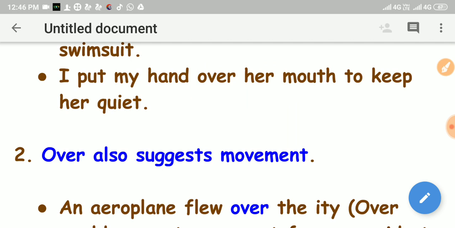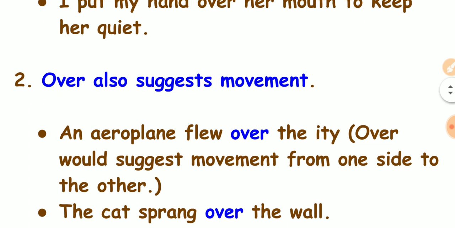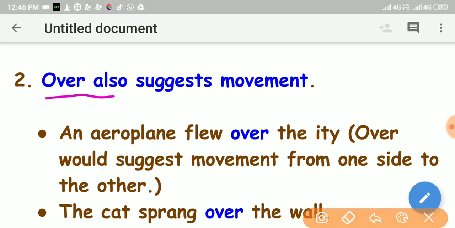So let us go and learn another usage of over. That is, over also suggests movement. For example, when the thing is above and at the same time it has movement, then we can use over, my dear friends. Let's go through the examples. An aeroplane flew over the city. See here, over suggests the movement from one side to another.